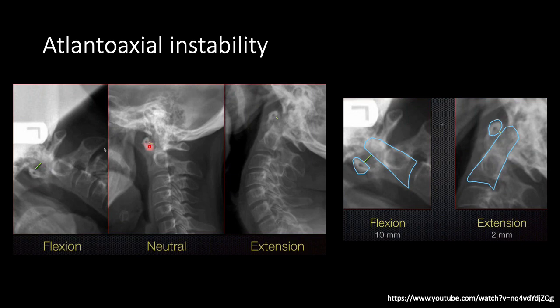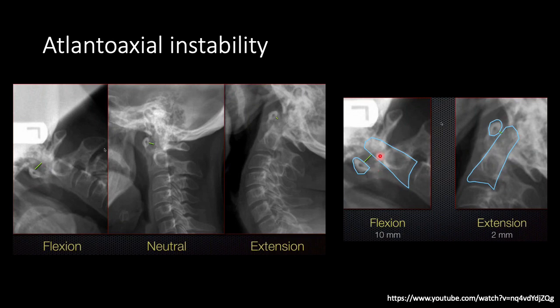Normally, the anterior arch of C1 and the odontoid process of C2 should be about 2 millimeters apart, and this distance should stay the same whether the radiograph is taken in flexion, neutral, or extension. Here we see an abnormal example. On the right of the slide, I have zoomed it in so you can assess it easily.